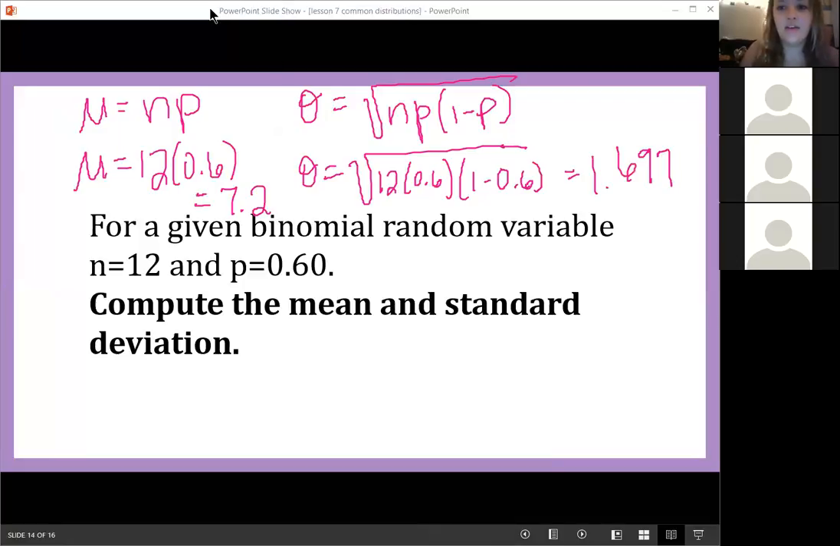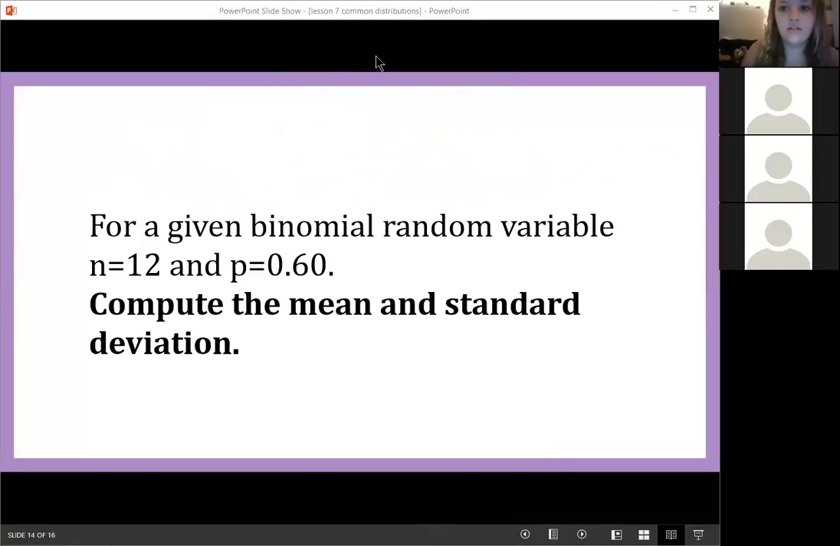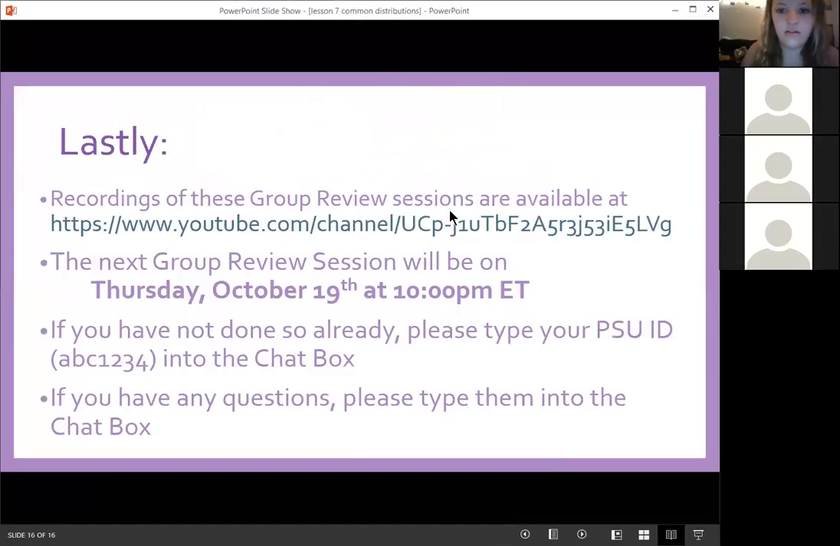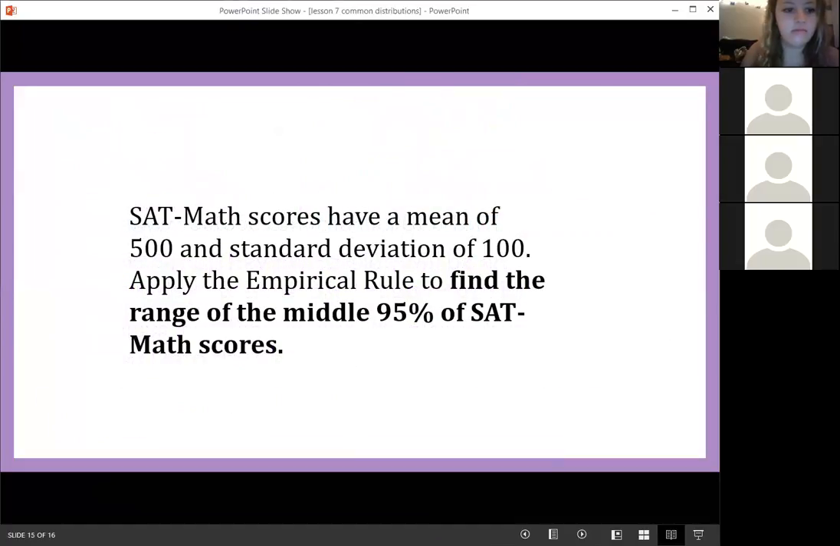Absolutely. So let's do another one. SAT math scores have a mean of 500 and a standard deviation of 100. Apply the empirical rule to find the range of the middle 95% of SAT math scores. You know I love my empirical rule, so let's apply it. Let me know what you guys get for this one.